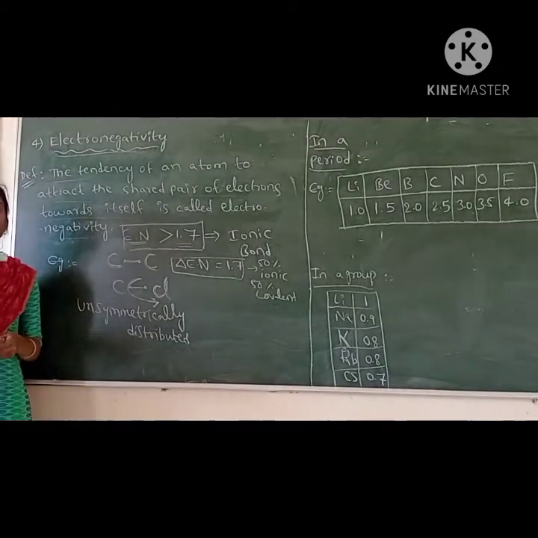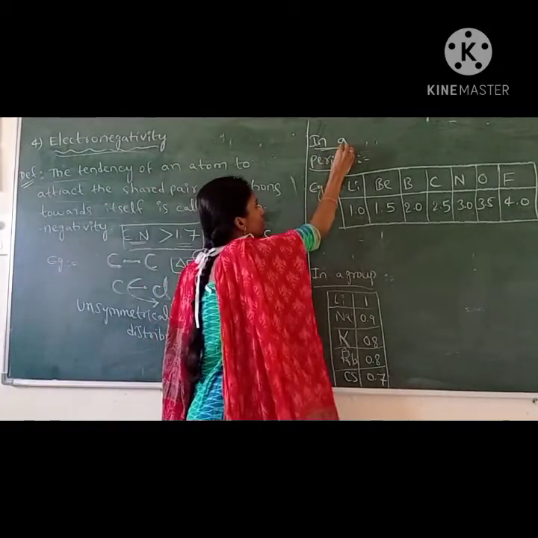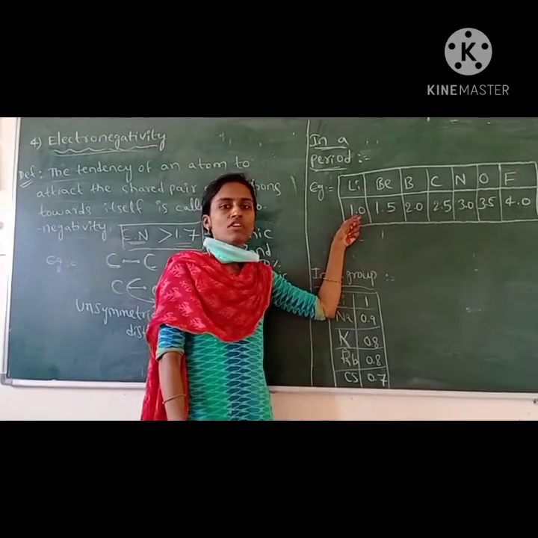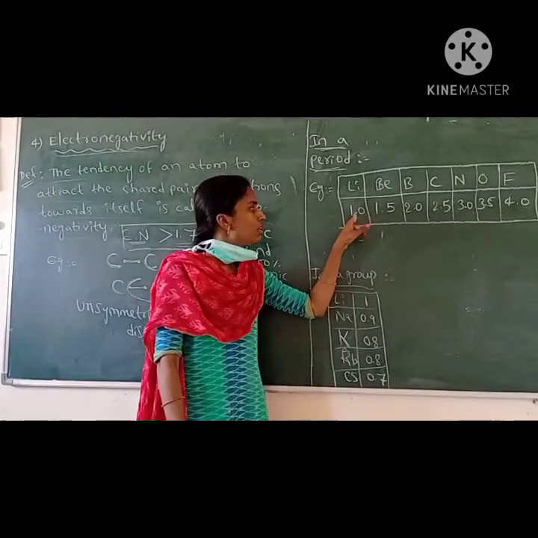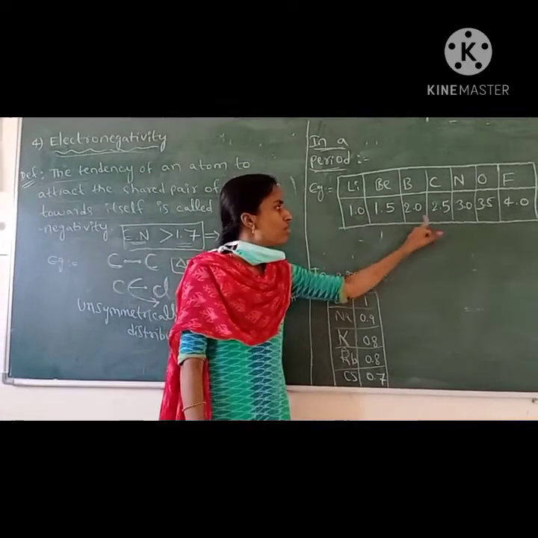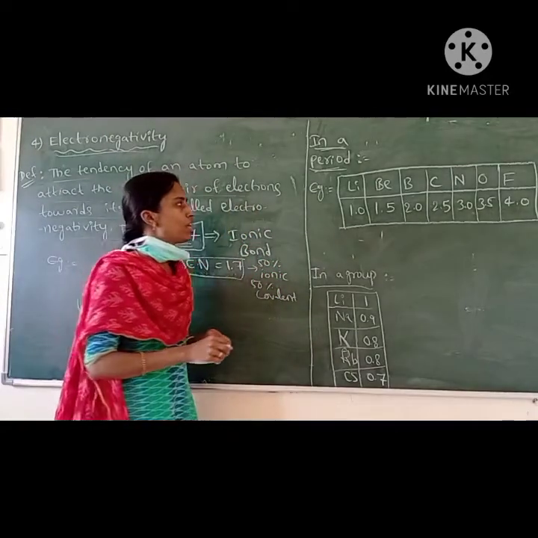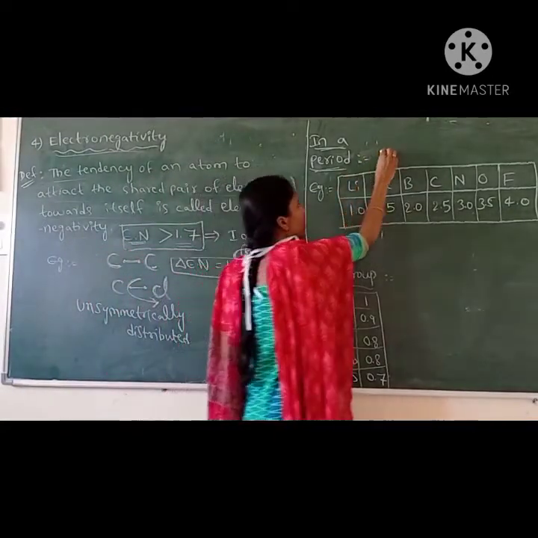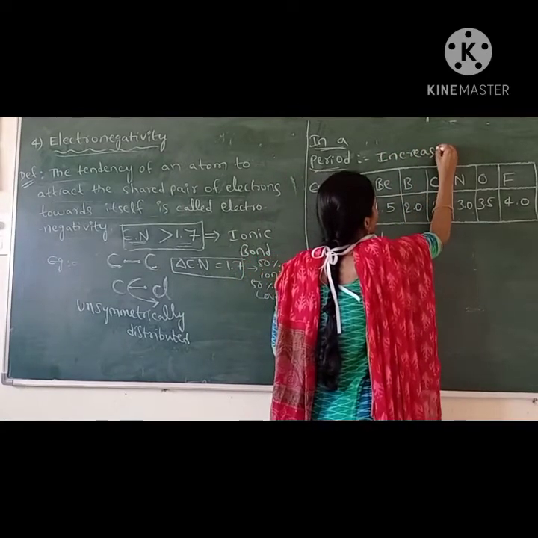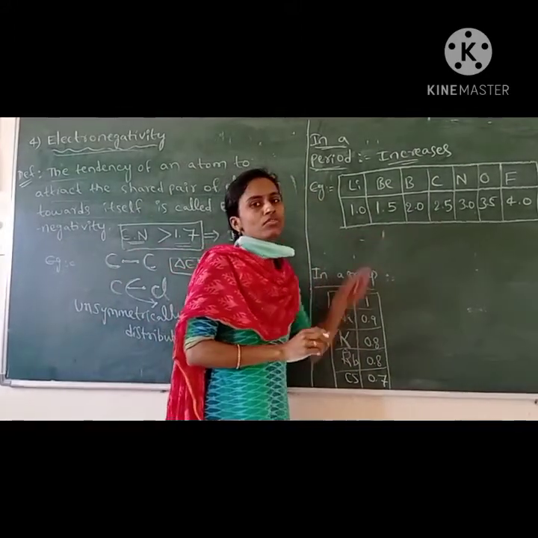So let us see the trend in electronegativity. What happens in a period? Have you observed these values? These values are given by the Pauling scale. Have you observed what is happening here? These values are increasing. It means in a particular period, as we move from left to right, the electronegativity values increase. So electronegativity increases from left to right.